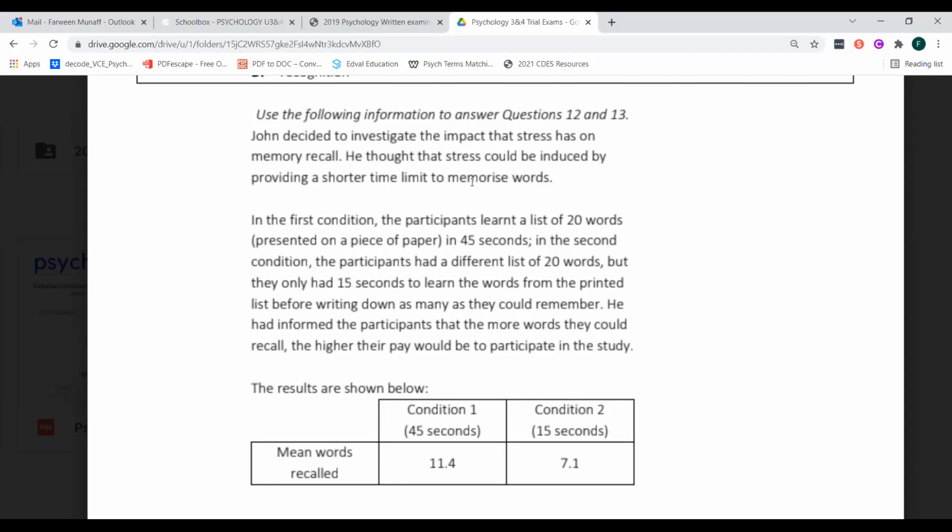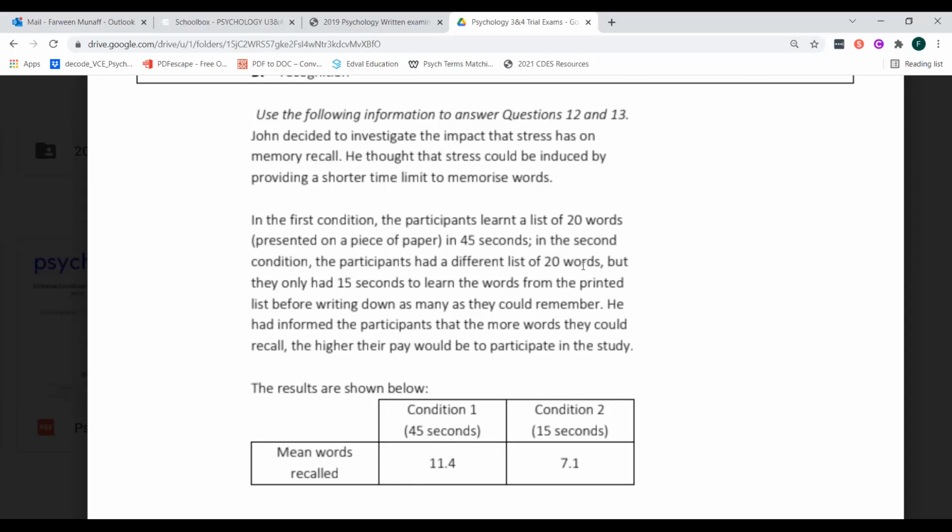He had informed the participants that the more words they could recall, the higher their pay would be to participate in the study. That's funny. Okay, the results are shown below. So in condition 1, they've been given 45 seconds to learn the list of 20 words, so more time. And in condition 2, they've been given less time.